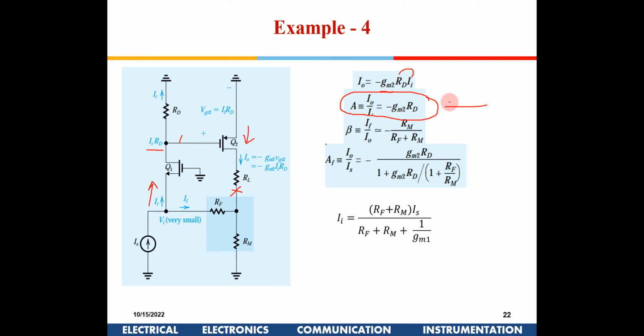Is this equation clear to all of you? Simple, right? Yes, sir. Okay. Now what is beta? Beta is I feedback by IO. So IO is coming here. So what is the current which is going here?